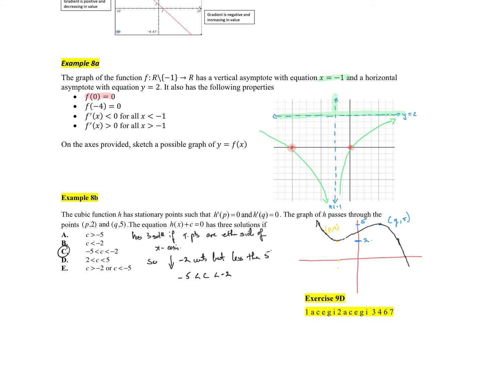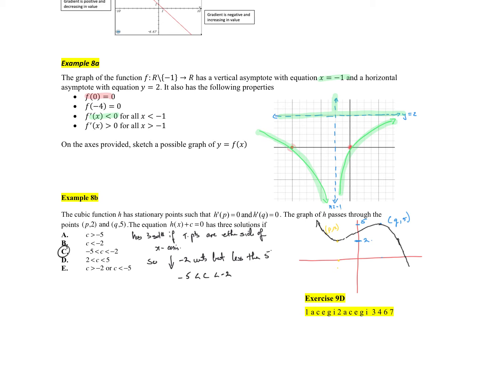Now it says there that the gradient of the line is less than 0 if x is less than -1. So we've got a negative slope to the left of that vertical asymptote. So there's my negative slope. And then to the right of that asymptote, we've got a positive slope because the gradient is positive. So that's a typical possible graph.